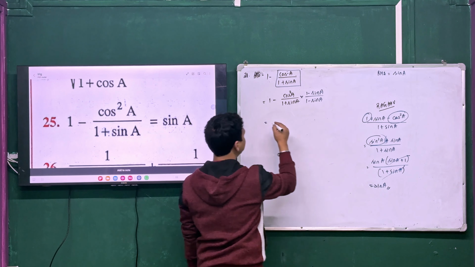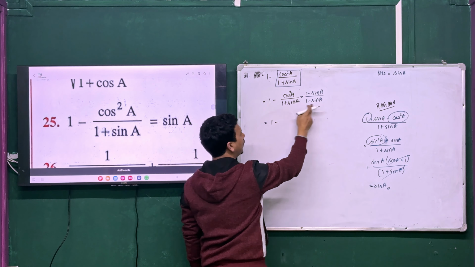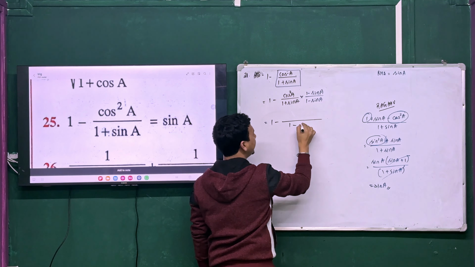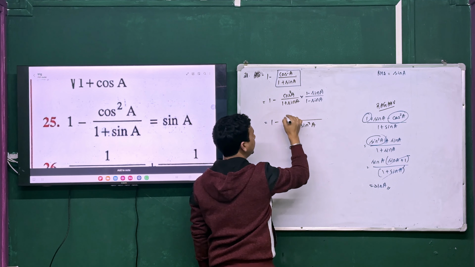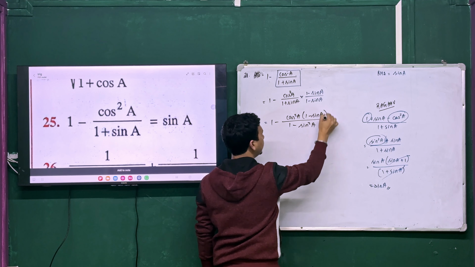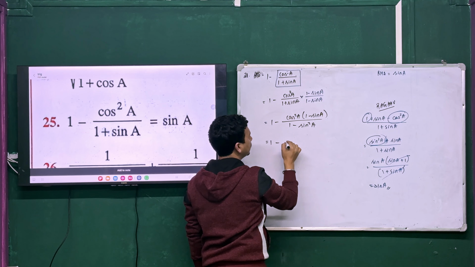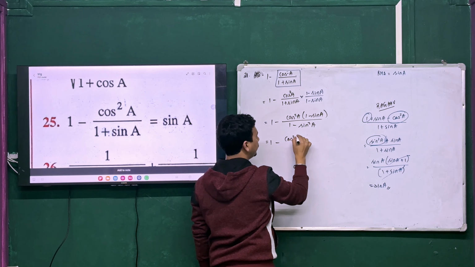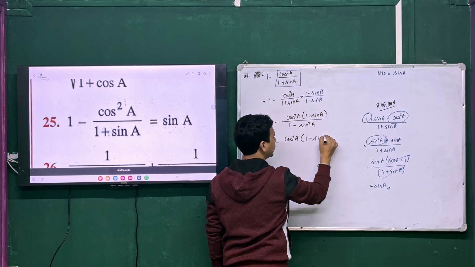How? Okay, let's see. So we have 1 minus sine A will be 1 minus sine square A divided by cos square A into 1 minus sine A. You can change the one side sine square A to cos square A. Yeah, so cos square A.